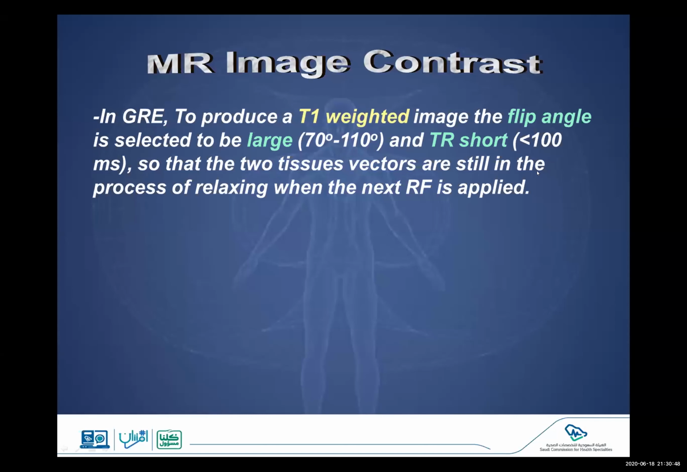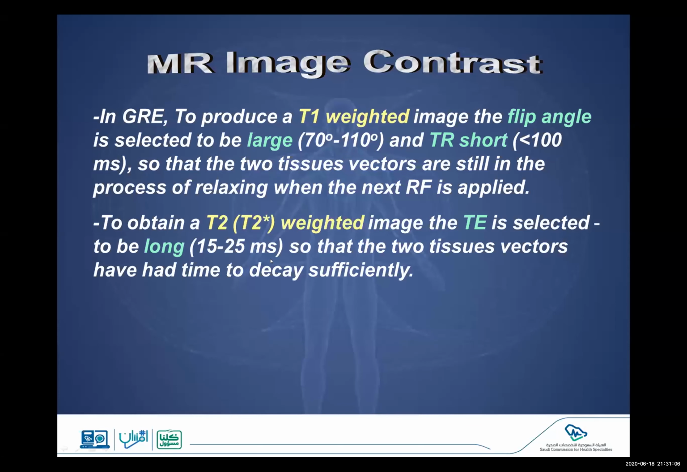because the gradient echo sequence is designed to make the scan time faster. Using a short flip angle makes the protons recover fast, and then the scan time will be shorter. So usually we use a TR of hundreds, not thousands like what we use in a spin echo. To obtain a T2, we call it T2 star weighted images. In gradient echo imaging, the TE is selected to be long, between 15 and 25, so that the tissue vectors have time to decay sufficiently.